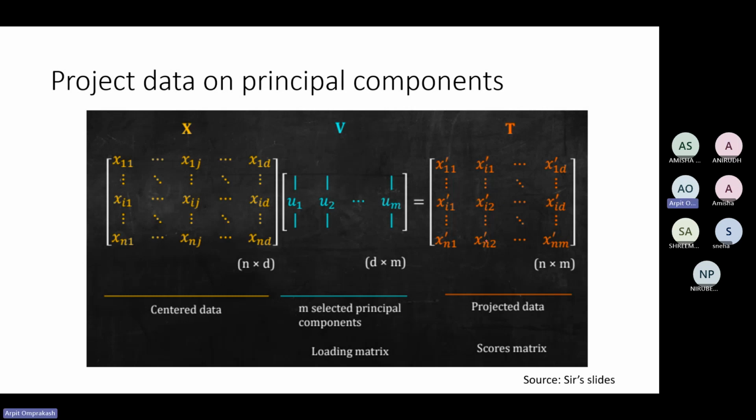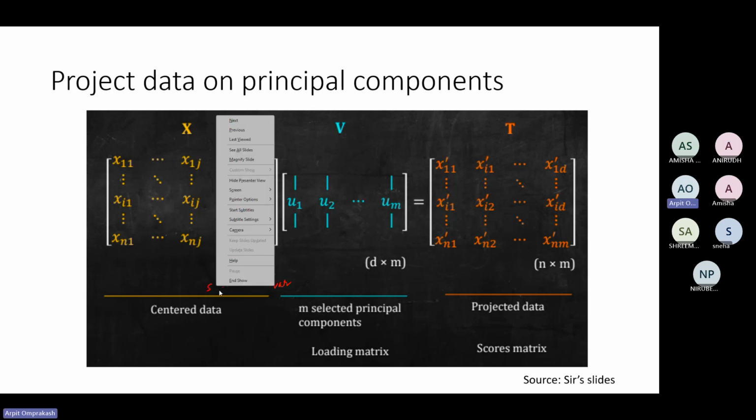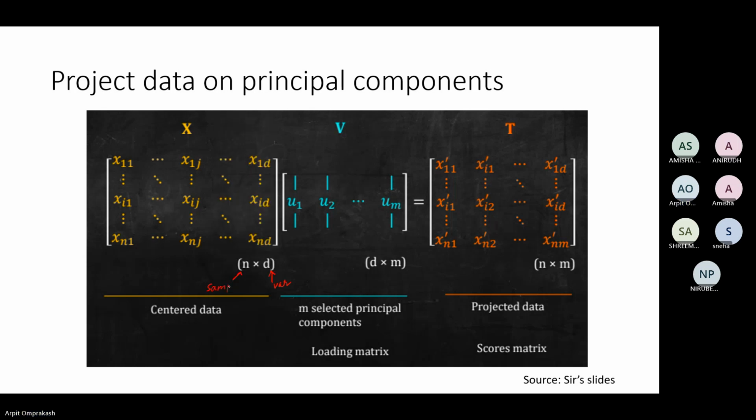So this is basically what we are doing mathematically when we are doing a PCA. We have our data matrix, which is of the shape n cross D, where D is our variables and n is our samples, the different samples, right?